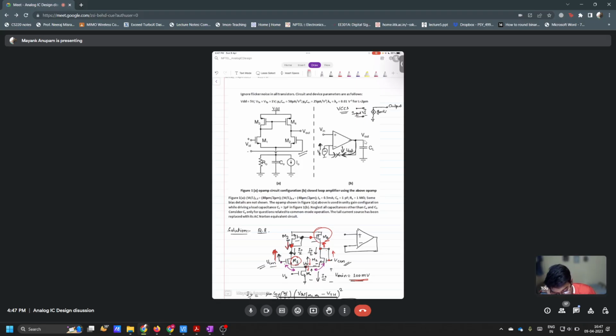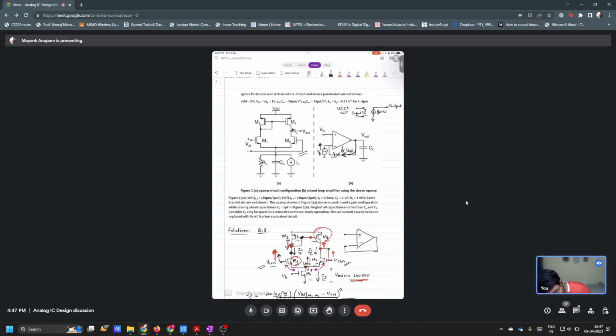M3 is a diode connected load. There is a diode connection here, and there is no diode connection here, right? What is going to happen because of this diode connection at this terminal, which is not going to happen here? The drain of M3 will have VDD minus VSG3. True, that is one point. You are right.